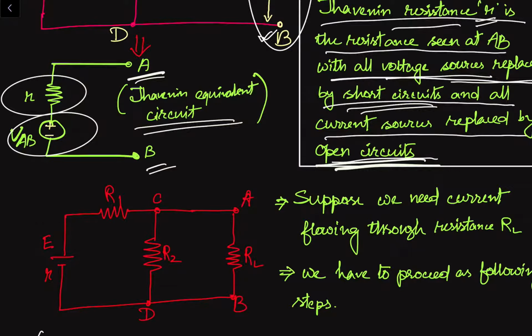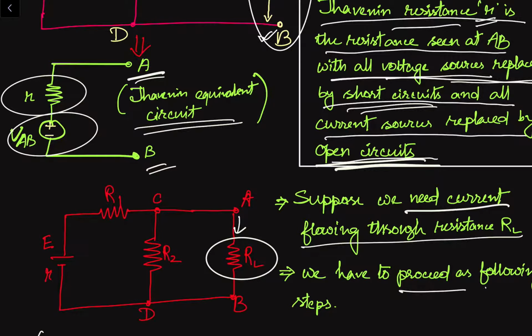Suppose we need to find out the current flowing through the resistance RL. This is the load resistance RL. So how can we find it out? We have to use a step-by-step procedure. We have to proceed as in the following steps.